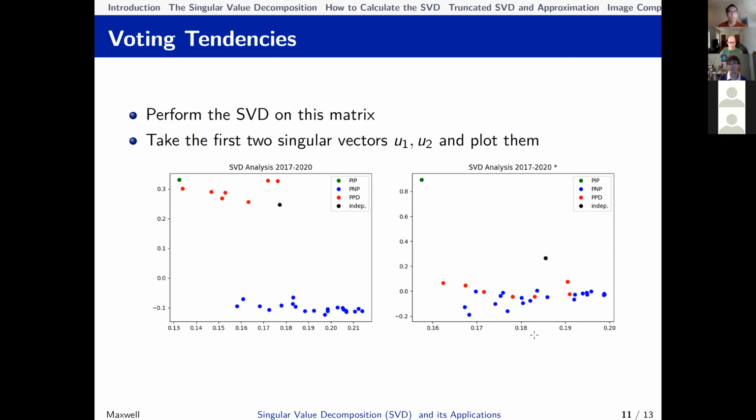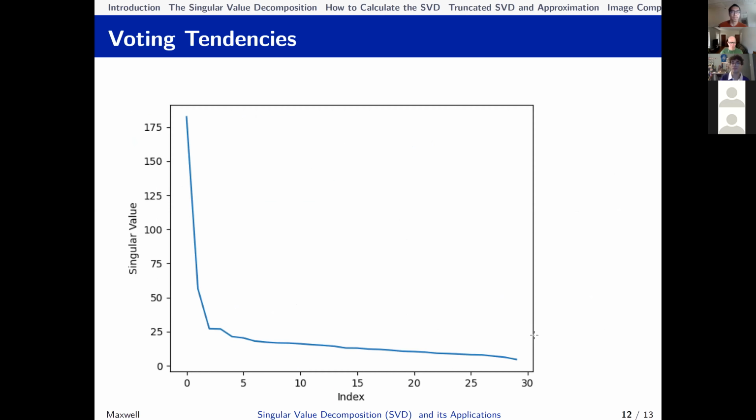And before the last thing I wanted to talk about, this is a graph of the singular values of the voting data. And here we can see that the first two singular values are much greater than the rest of the singular values. And this is why graphing the first two singular vectors can be very useful.